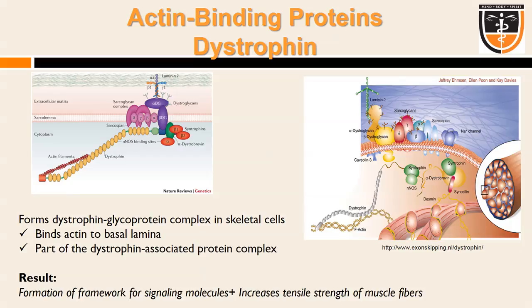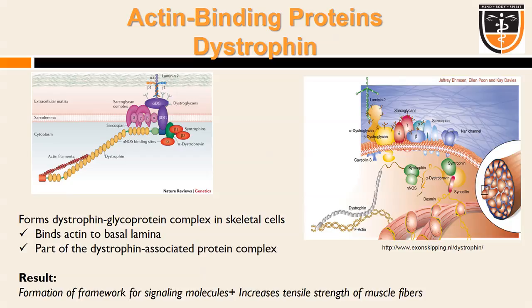So what does dystrophin do? It ensures the attachment of these cells to the basal membrane, okay? Because it cross-links and attaches the actin inside with the basal membrane through the cell membrane. That is its characteristic. Second thing, what does dystrophin do? It forms the dystrophin-associated protein complex.